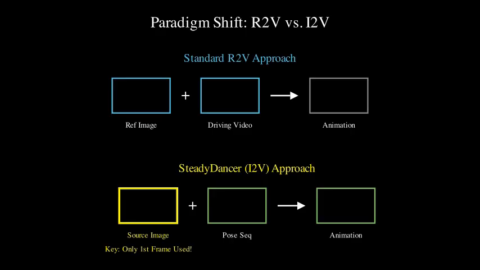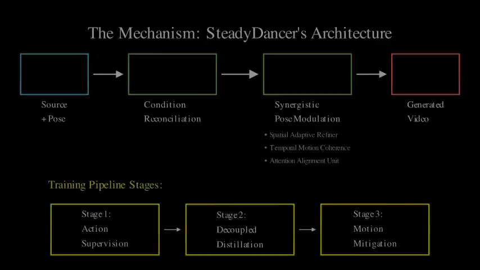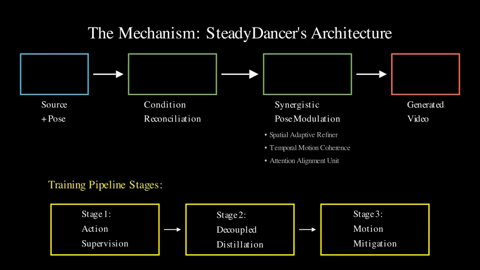The challenge then becomes how to effectively translate pose information into coherent and realistic motion while maintaining the character's original appearance. SteadyDancer tackles the I2V challenge with three core innovations. First, the condition reconciliation mechanism harmonizes conflicting conditions at multiple levels. This involves balancing appearance preservation from the source image with the precise motion dictated by the poses. It uses techniques like fusion, injection, and augmentation to manage these competing signals.